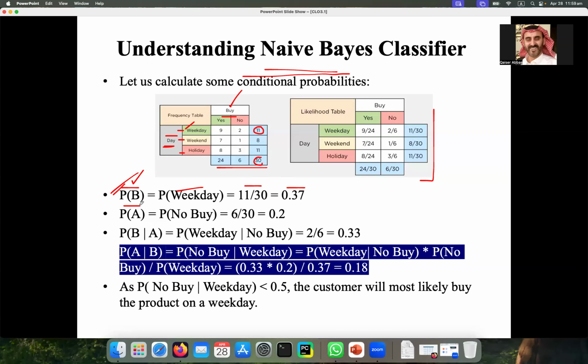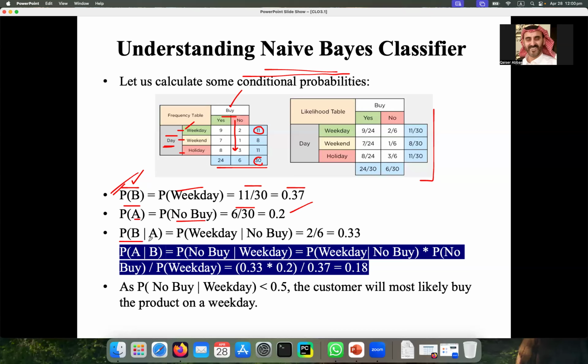Similarly, probability of A. And here we are saying no buy. You can also say buy here, no issue. Probability of no buy. This is no buy. If your A is no buy, you are not going to purchase, and you are not concerned now with any day. So you only have to think here. The total is 6. 6 divided by 30 is 0.2.